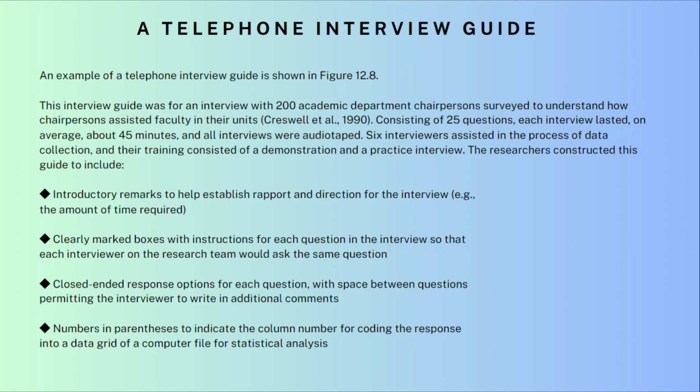So in this telephone interview, we have assistants. Someone will talk to the interviewee and someone will guide the interviewer on what question to ask next. And then the third is the close-ended response options for each question, with space between questions permitting the interviewers to write additional comments. And then fourth is numbers in parentheses to indicate the column number for coding the response into a data grid of a computer file for statistical analysis.